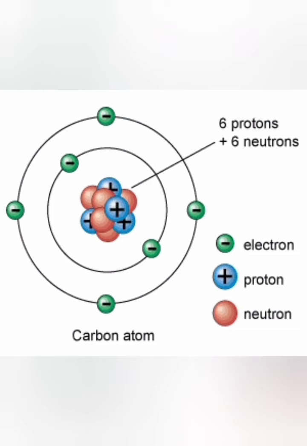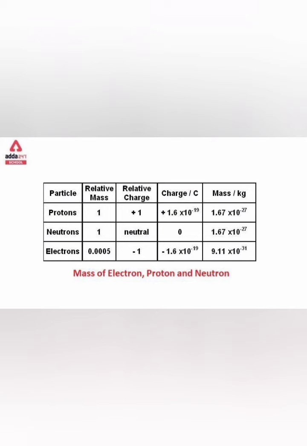One, an atom contains a proton, neutron, and electron. The proton is positively charged, the neutron has zero charge, and the electron is a negatively charged particle. Protons and neutrons have the same mass, but the electron has a very small mass compared to protons and neutrons.